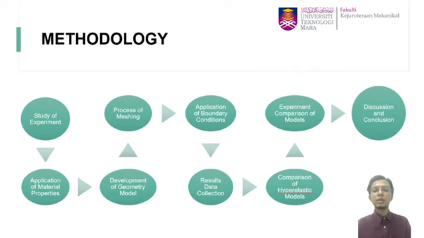For methodology, 9 steps have been followed to achieve the expected outcome from this project, which are first, study of experiments, next, application of material properties, and then development of geometry model, process of meshing, application of boundary conditions, results data collection, comparison of hyperelastic models, experimental comparison of models, and lastly, discussion and conclusion.